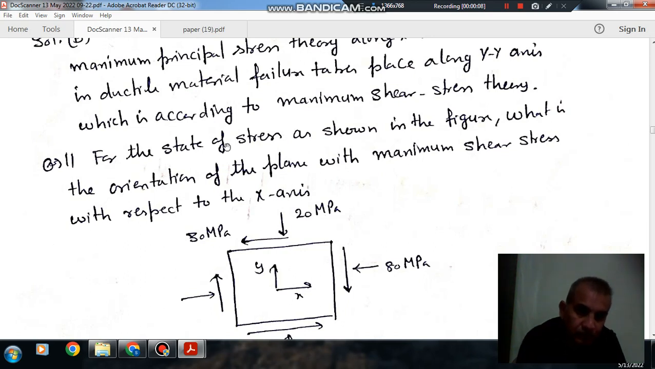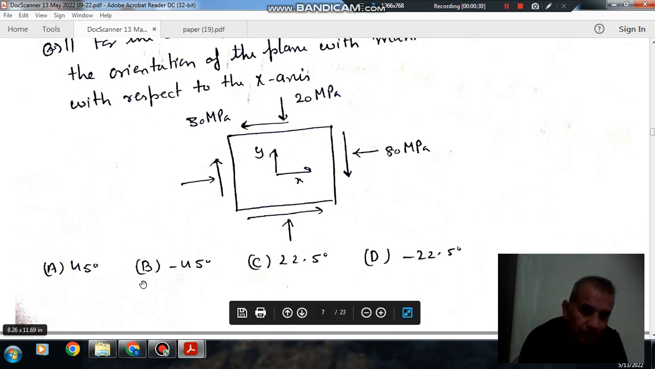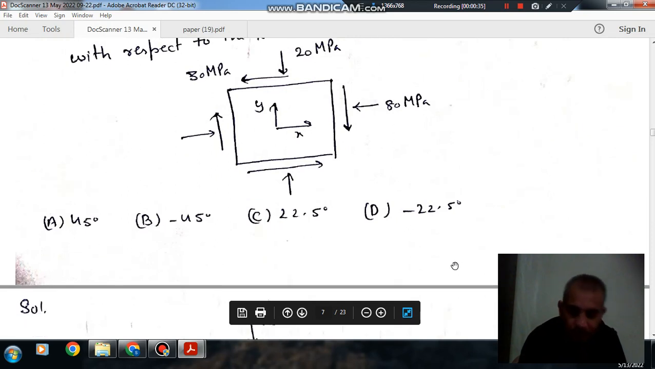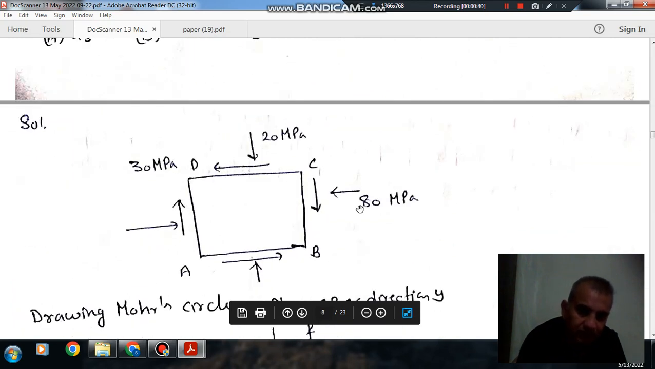Question number 11: for the state of stress as shown in the figure, what is the orientation of the plane with maximum shear stress with respect to the x-axis? This is the schematic diagram: 80 MPa compressive, 20 MPa compressive, and 30 MPa shear, counterclockwise, this one clockwise. Option A: 45 degrees, option B: minus 45 degrees, option C: 22.5 degrees, option D: minus 22.5 degrees. So this is the schematic, with 80 MPa, 20 MPa, and 30 MPa.